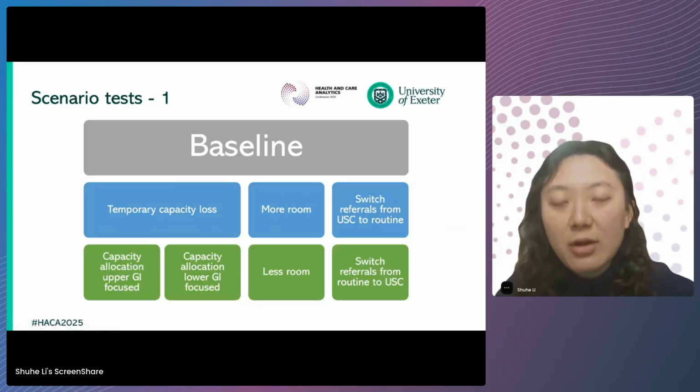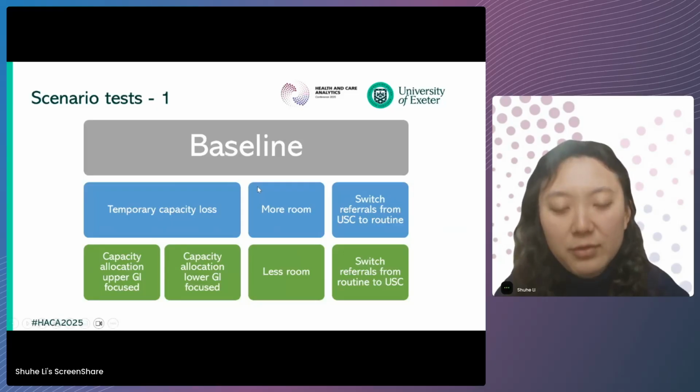Another significant feature of our model is scenario testing. We can change the various parameters of referrals and also capacity compartments to simulate what-if scenarios, so it can be a powerful tool for strategic planning. After discussion with our clinical team, we have experimented on several practical scenarios, including increasing or decreasing the current number of available rooms, temporarily closing one room for 3 months, modifying the capacity allocation ratio between the upper and lower GI procedures, and also changing the referral patterns.